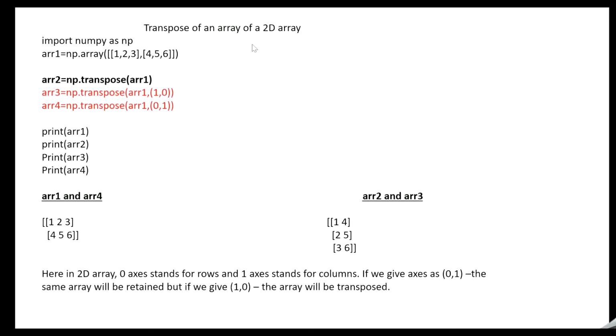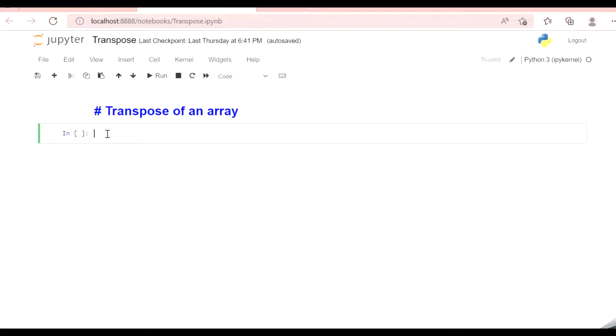Now let's look into a transpose of a two-dimensional array. So for this, first let me say import numpy as np. Now let me create my array1 with np.array. Four comma 5 comma 6. So this is a two-dimensional array. It is having 2 rows and 3 columns. So its shape is 2 comma 3.